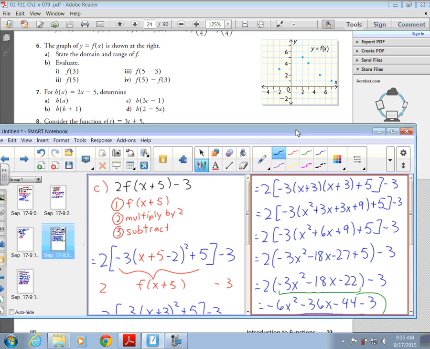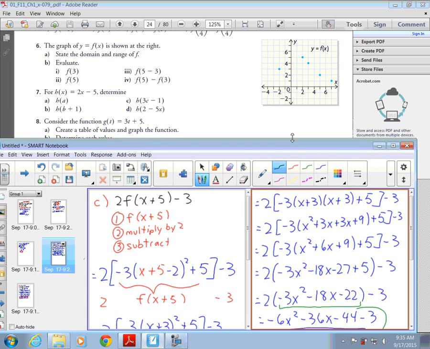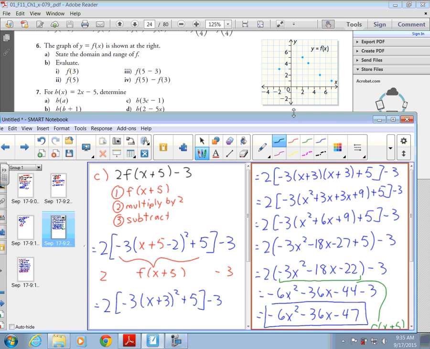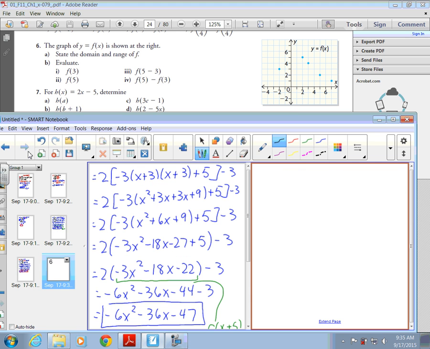So it says here, state the domain and range. The reason is because I didn't explain how to do domain and range of points. That's why it didn't work, okay? So here we go. This is 6A. It says the domain and range of F.